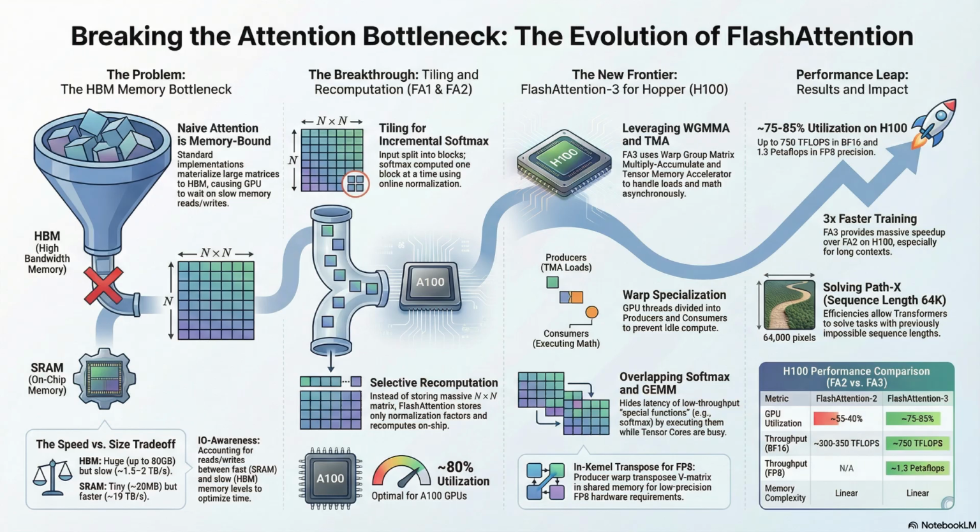They started at, what, 35% utilization on the H100 with Flash Attention 2? Right. With Flash Attention 3, with the TMA and warp specialization, they jumped from around 350 teraflops to about 750 teraflops. That's more than double the raw throughput. And in terms of utilization, they're now hitting up to 85% of the hardware's theoretical maximum.